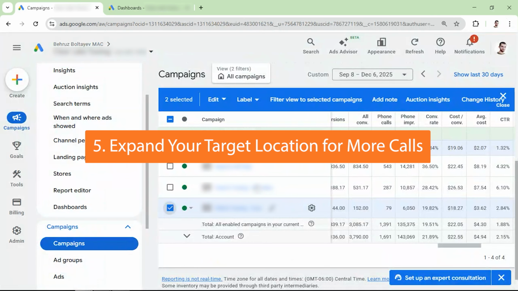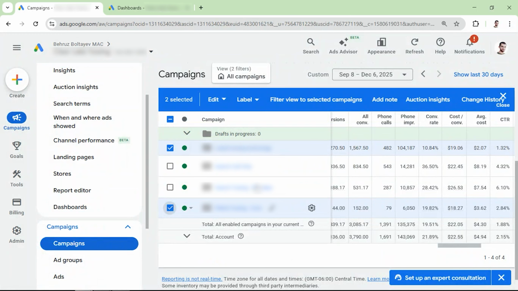And another way would be you can expand your target location. So let's say sometimes if you're generating phone calls at a certain cost per conversion, even if you increase the budgets, Google may not give you more phone calls. It can happen because you might have restricted your targeting so much that Google may not be able to generate you more phone calls at that cost per conversion. So another better way would be to expand your target location, and you can add more cities or more counties. With that way, you can have more search volume.